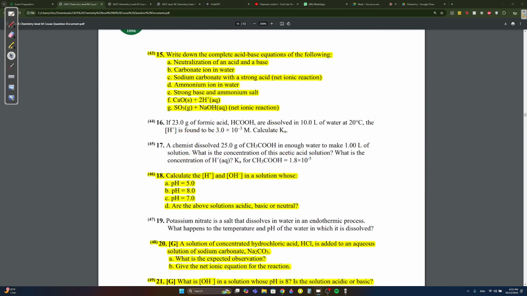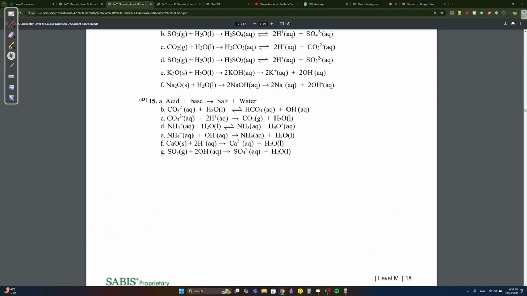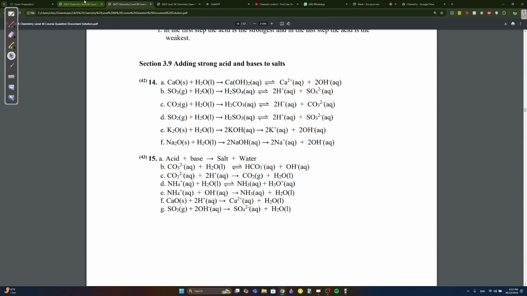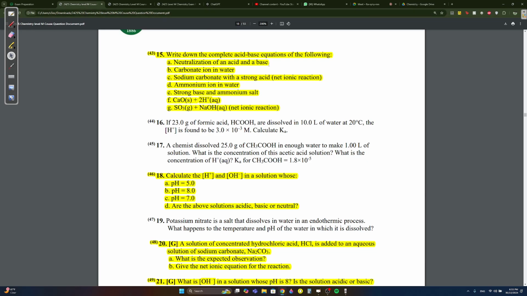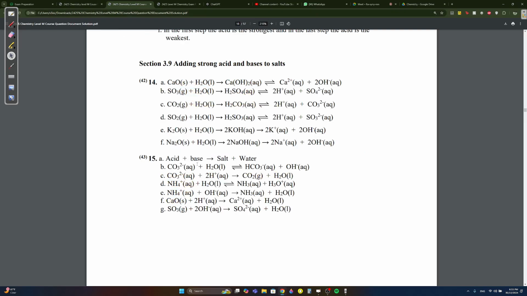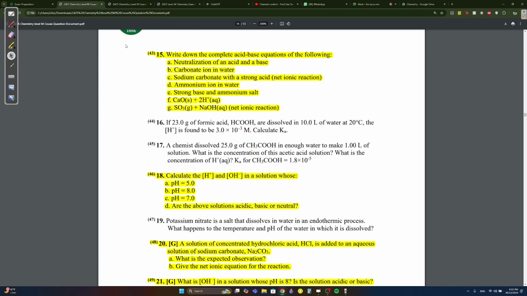Okay. Write down the complete acid-base equations of the following. Neutralization of an acid with a base. Acid plus base gets you salt plus water. Okay, yeah. Carbonate ion in water. What happens? Yes, correct. Basically, carbonate ion plus water.